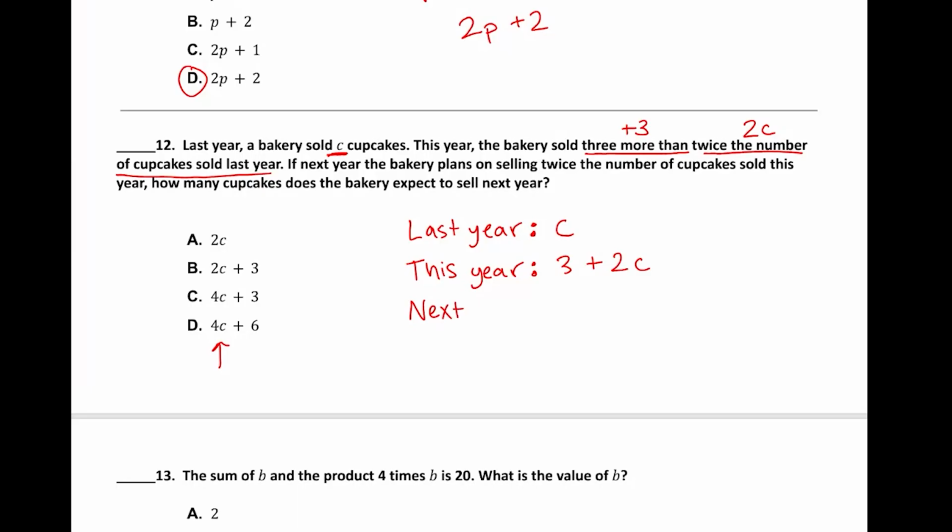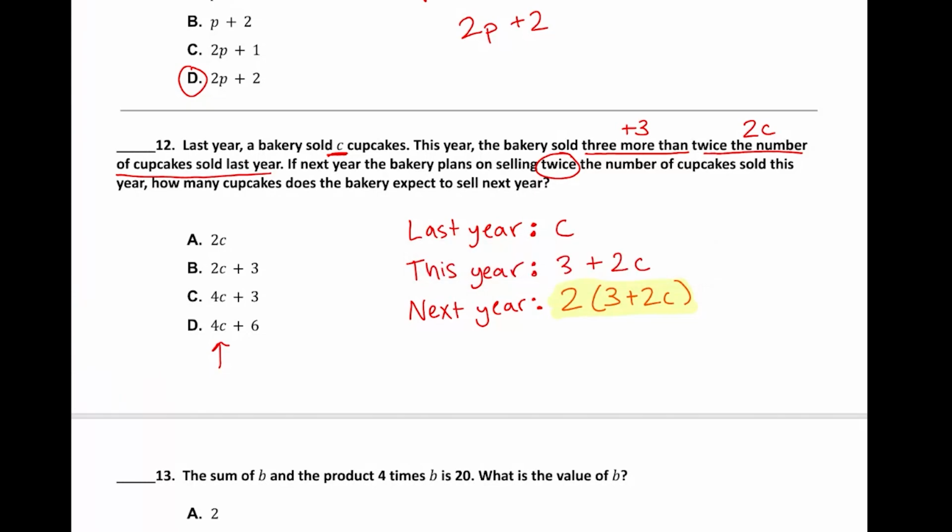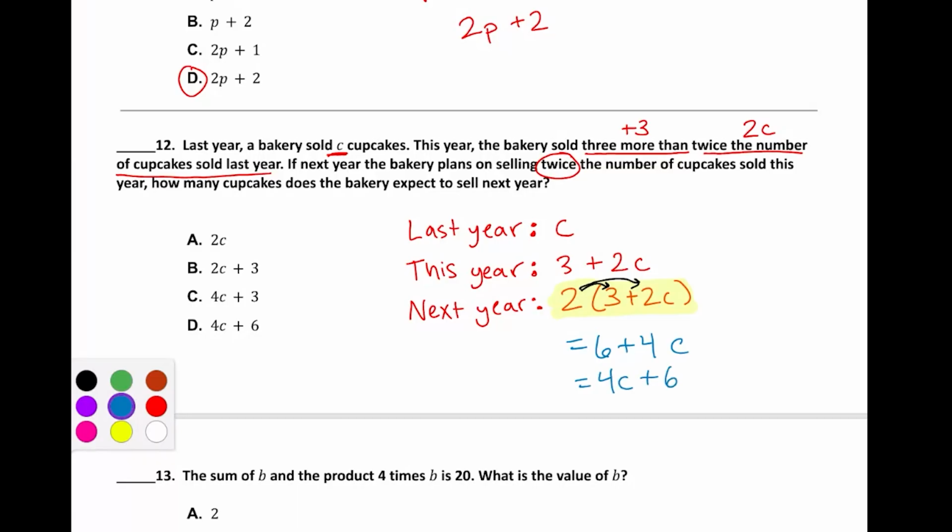Next year, it says the bakery plans on selling twice the number of cupcakes they sold this year. So next year they have 2 times everything that they had this year. So 2 times 3 plus 2c. And then we're looking for an expression that is equivalent to next year's number there. So none of these look exactly the same, but we can simplify this using the distributive property. So if I distribute that 2, I'm going to get 6 plus 4c, which is the same thing as 4c plus 6. So our answer is D.